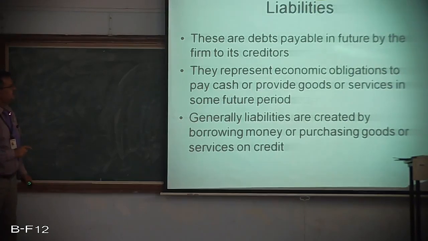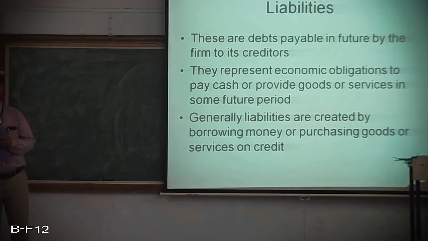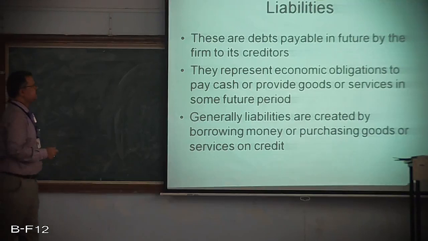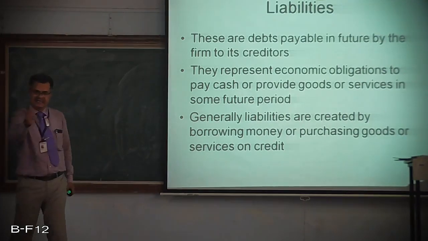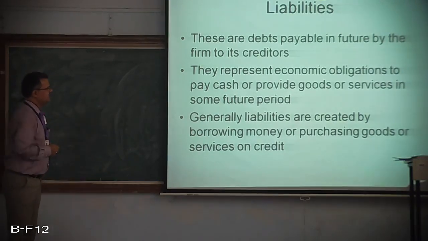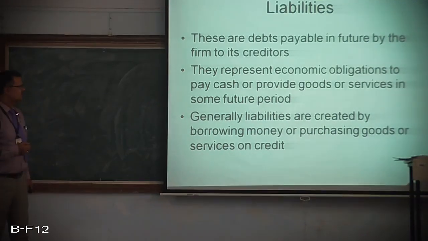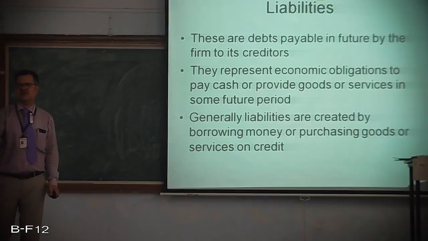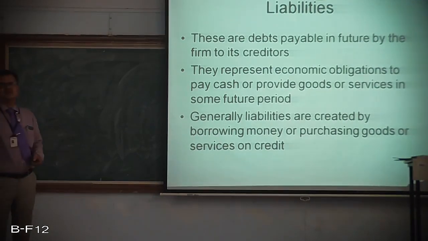They represent economic obligation. It is the obligation they have. They have to pay this much, transfer this much, exchange this much. That is called the obligation the organization has got. They represent the economic obligation to pay cash or provide goods or services in turn for some future period. Generally, liabilities are created by borrowing money or purchasing goods or services on credit. When they buy any goods, plant, or equipment on credit, it is called a liability because they have to pay in future.